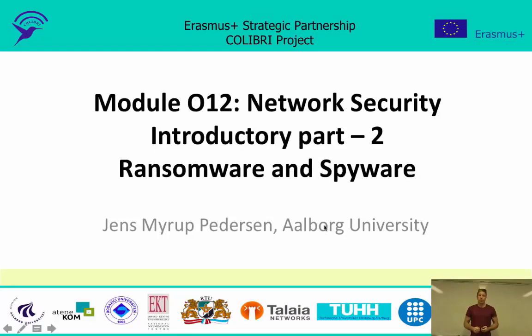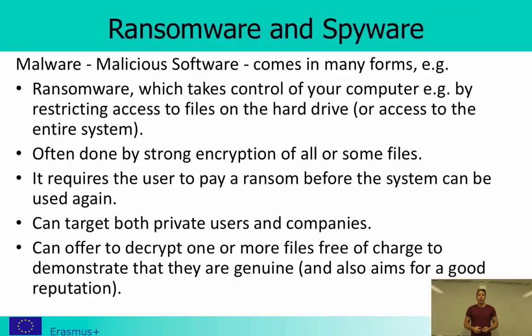Second part of the network security introduction, where we will be talking about different kinds of malware, namely ransomware and spyware. The word malware really comes from 2 words, malicious and software, which you combine into one. Ransomware is quite nasty because it usually takes control of your computer by restricting access to files or systems. This is usually done by encrypting either all or some of the files on the hard drive.